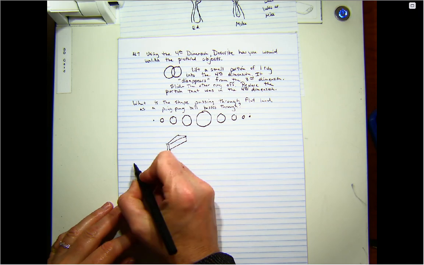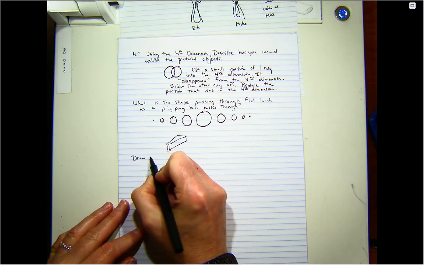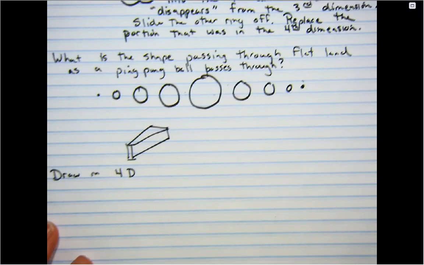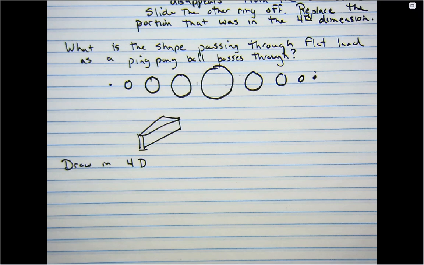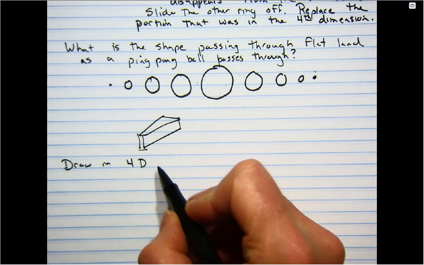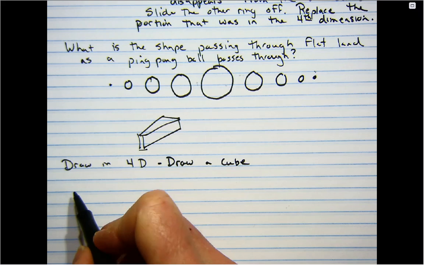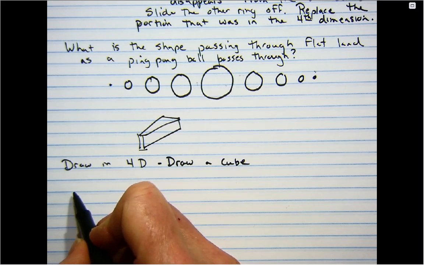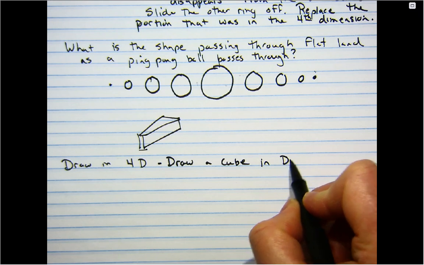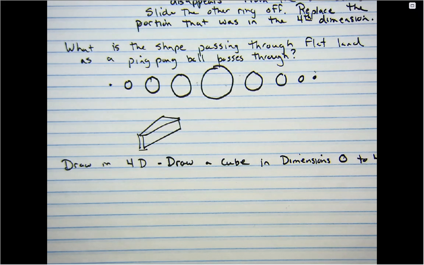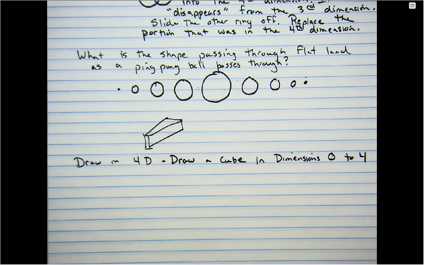We're going to draw it in 4 dimensions. So we work our way up to draw in 4 dimensions, and we're going to draw a cube in 4 dimensions. This is something I would be asking you to do on a quiz, and it does take a little practice, but it's not too bad. So we're going to draw a cube in dimensions 0 through 4. So we'll start with dimension 0.